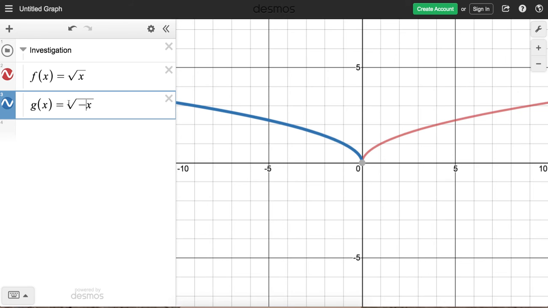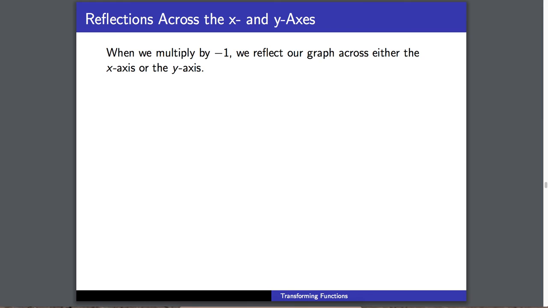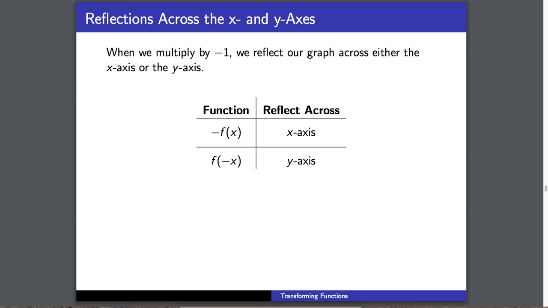So making the whole thing negative outside the function flips it over the x-axis. Making just the inputs negative, or making it negative inside the function, reflects it over the y-axis. So when we multiply by -1, we're going to reflect our graph across either the x-axis or the y-axis. So if the negative sign is outside the function, it's across the x-axis. If it's inside the function, it's across the y-axis. So it's all about location, just like with translations, adding, subtracting. Is it outside the function or inside the function?